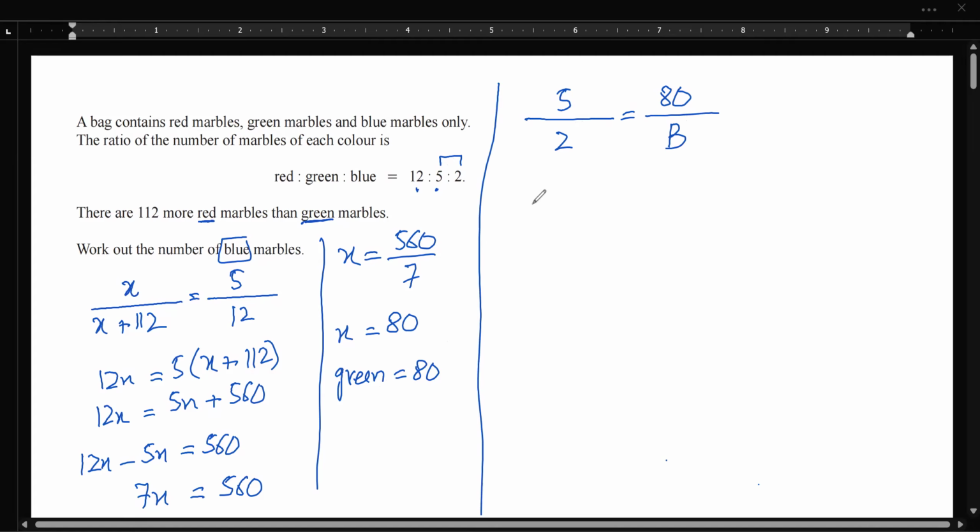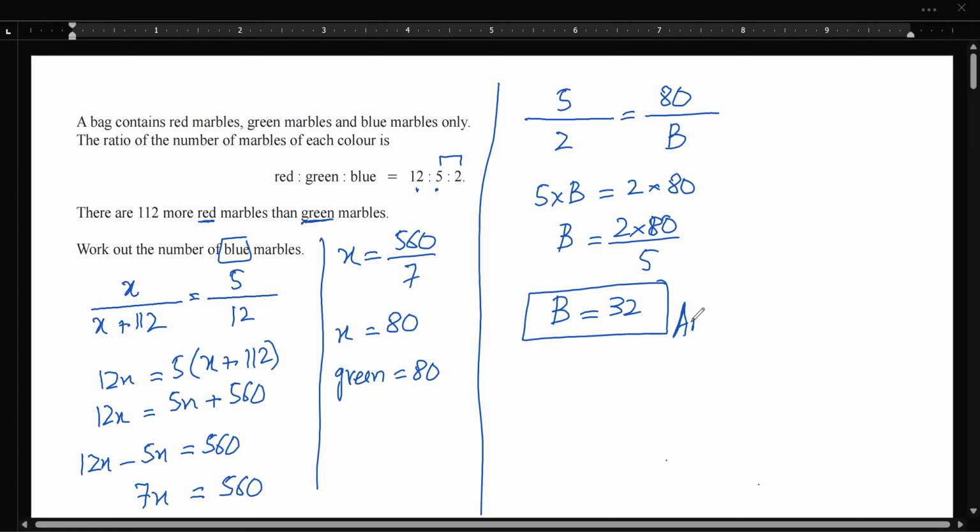Let's cross multiply. It's going to be 5 times B and 2 times 80. So blue marbles is 2 times 80 divided by 5. It's going to be 32. So there are 32 blue marbles in the bag. Please note it down. Take your time so that I can move to the next question.